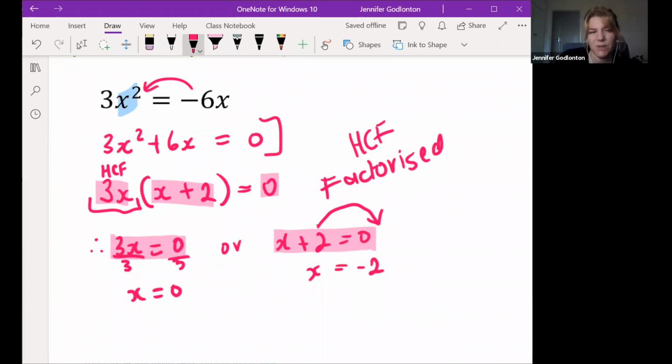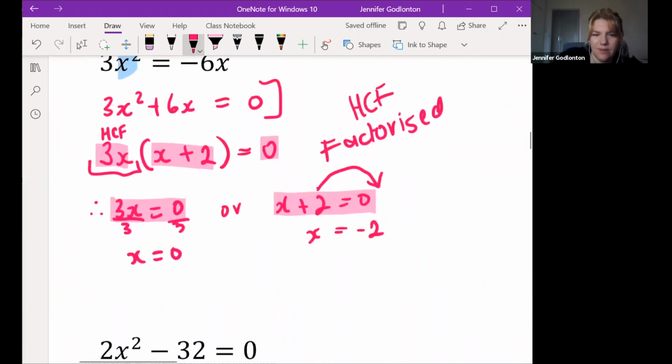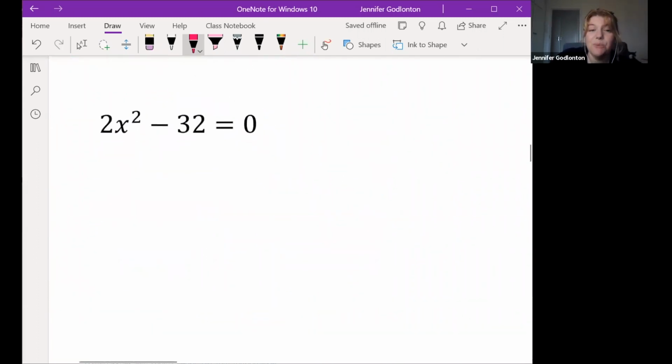Any other questions on this one? Don't worry. I think we have one more quadratic, and then we're going to try the next little section. Okay. 2 more quadratics.